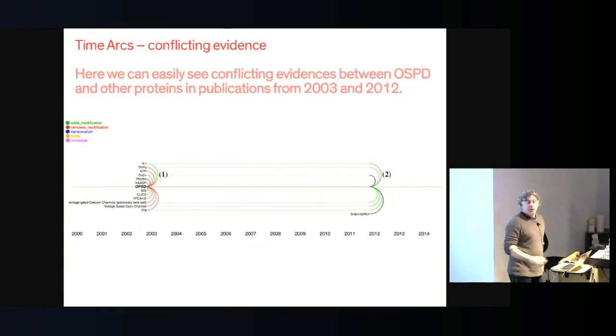On the other hand, the software also shows conflicting evidence, which perhaps is more interesting. It doesn't mean that one paper is wrong or one paper is right. It just means maybe the context changed, or maybe the experimental methods are more refined in future versions. But here you see an example where, kind of strikingly, the add or remove modification indications by these colors are completely reversed in a paper that was published in 2012 compared to one that was published in 2003.